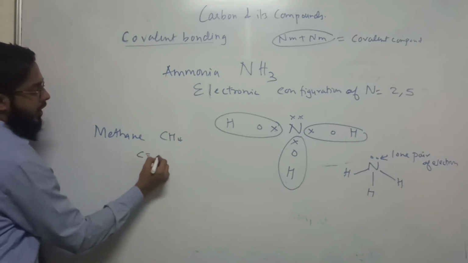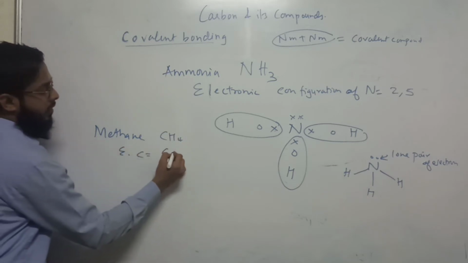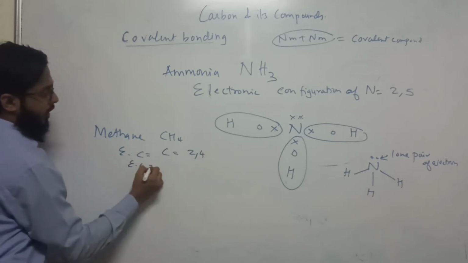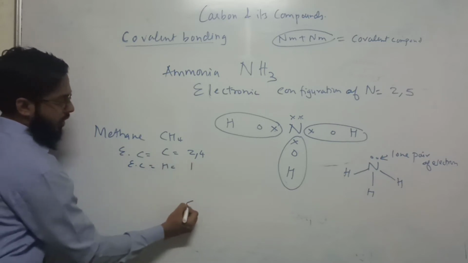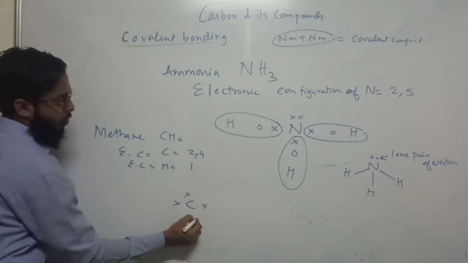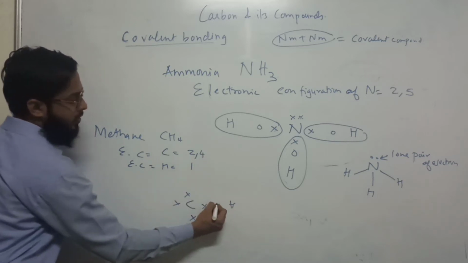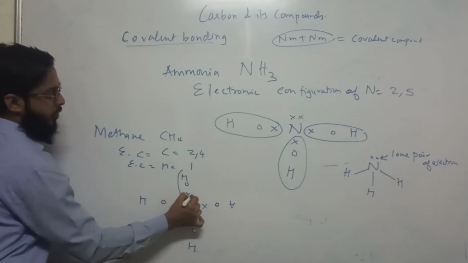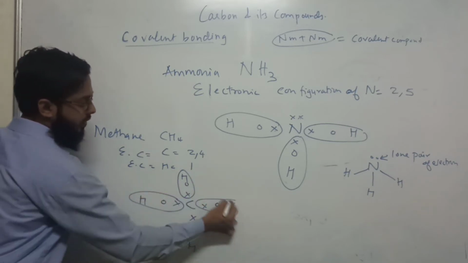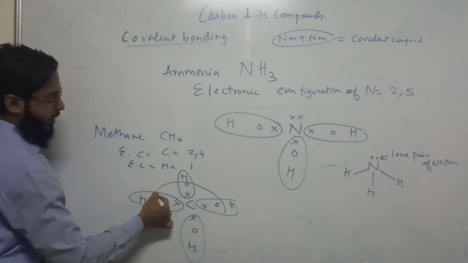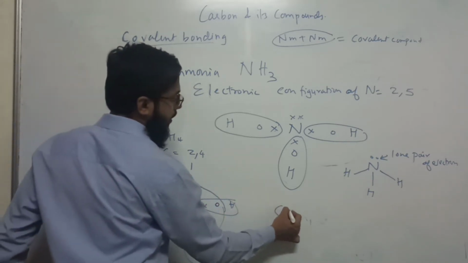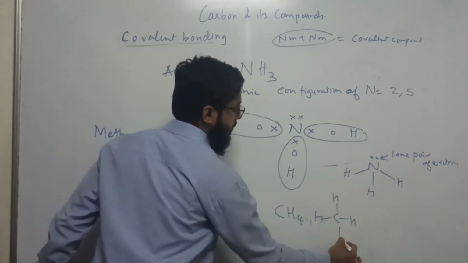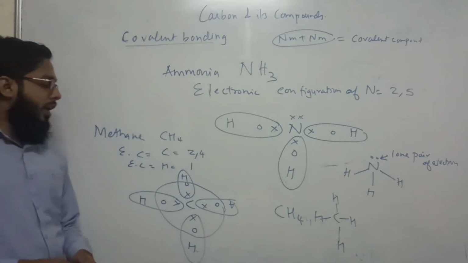Again, let's write the electronic configuration of carbon. Carbon is 2, 4. The electronic configuration of hydrogen is 1. Now let's draw the 4 outermost electrons, and each hydrogen requires 1 electron to form a duplet structure. So you can see these 4 hydrogens, and this sharing of electrons is known as covalent bonding. In this way methane is formed. Methane is a gas. So this was covalent bonding.